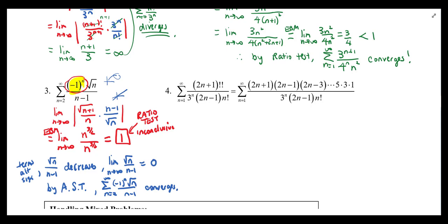Ooh, number 4. What is this double factorial? Well, I've told you what that is. The double factorial means you skip every second value. So we'll still start off with 2n plus 1, but this time we subtract 2 before we get our next one. So that'll be 2n minus 1. We keep subtracting 2, and notice you get 5, 3, 1. Okay?